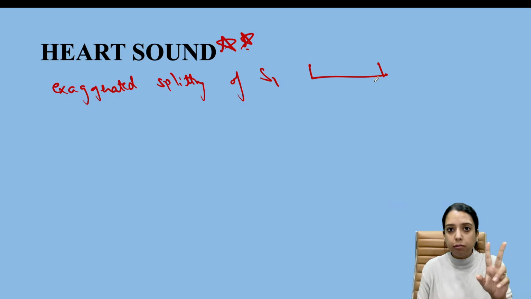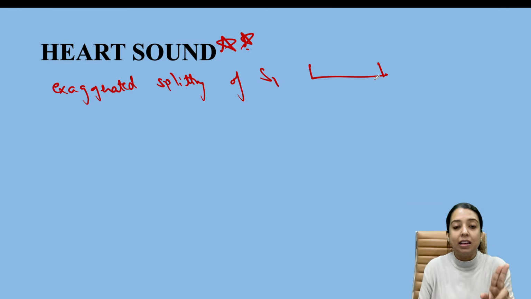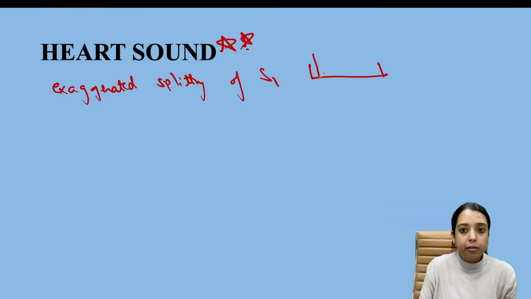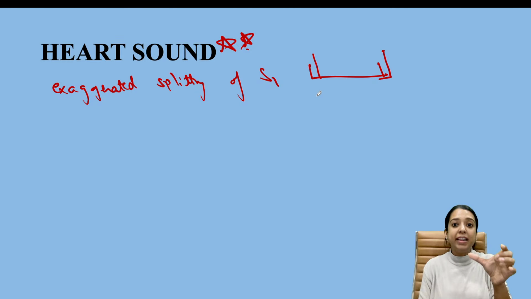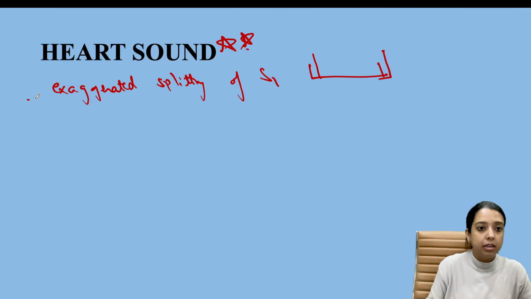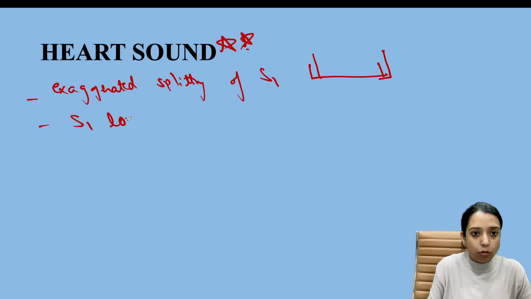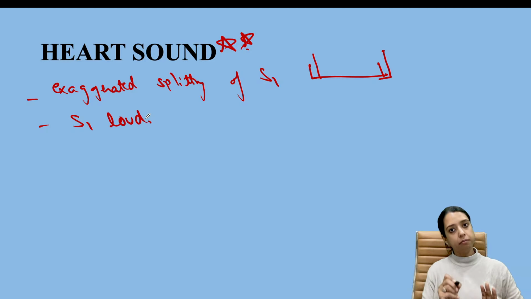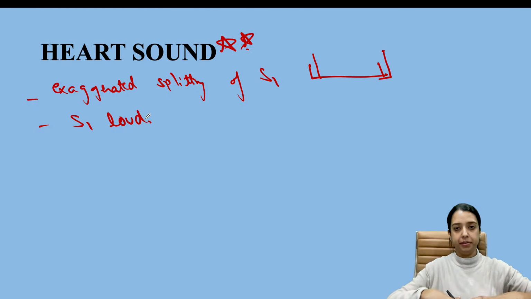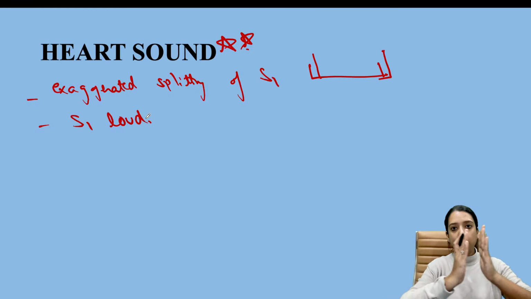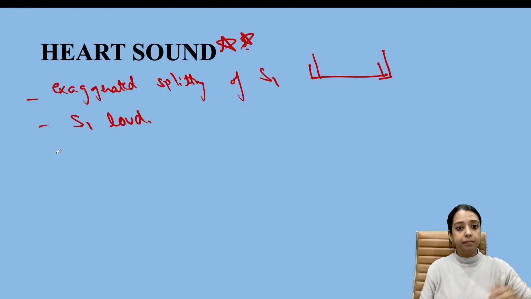As such, they are not split. You can't hear them separately. But in pregnancy, they become split far apart. So there is splitting of S1 first. S1 becomes loud. It is normal. It is happening because now the heart is getting more blood. That is why S1 is now split and it is loud.